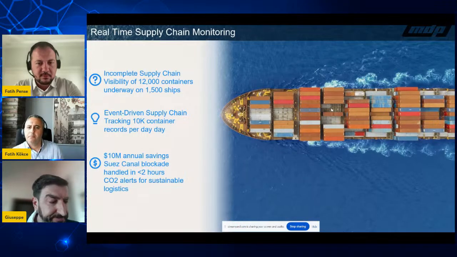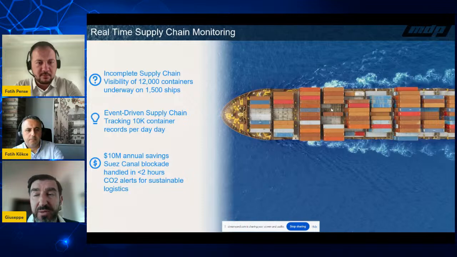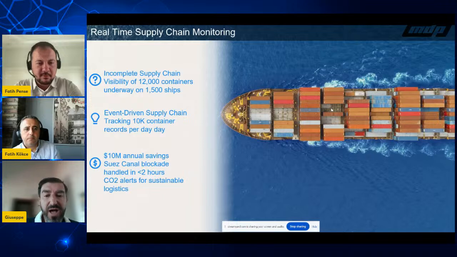Since then, they're saving 10 million year on year just on demurrage costs, so the cost of leaving the container sitting out of the dock. Very importantly, they're improving the capacity of the container by 10%, which saves them many more millions than just the demurrage cost. And in a matter of hours, they were able to resolve the Suez Canal crisis.